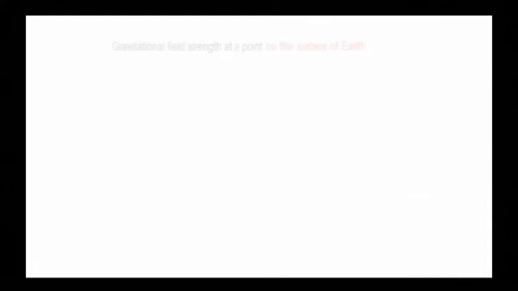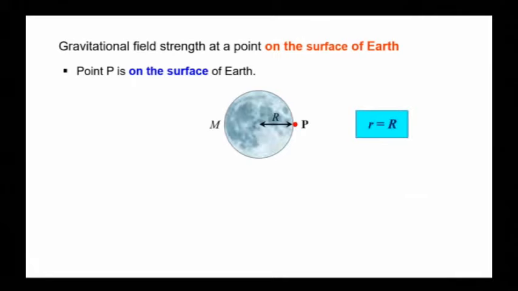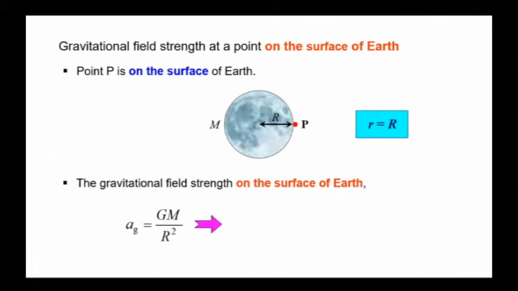The second case will be the gravitational field strength at a point on the surface of Earth. Here we consider a point P on the surface of Earth where the distance from the center of Earth to point P equals the radius of Earth. Thus, the gravitational field strength on the surface of Earth equals GM over the square of the radius of Earth. And the calculated value of g is around 9.81 Newton per kilogram.